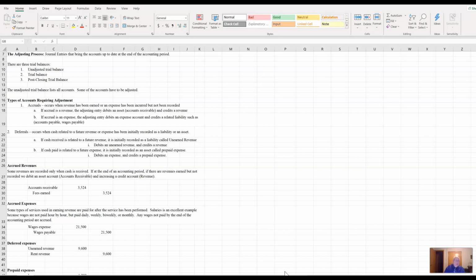Okay, types of accounts requiring adjustments. Accruals. That occurs when revenue has been earned or an expense has been incurred, but you have not recorded it yet. If the accrual is revenue, what they mean is you have done the work for them, but you haven't billed them yet because it's not due, or you've completed the work and they haven't paid yet. Generally it's not billed yet, and that's why it's not on the books yet. So you need to record what you have actually earned at that point in time.